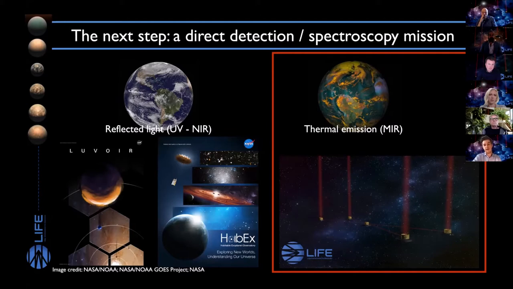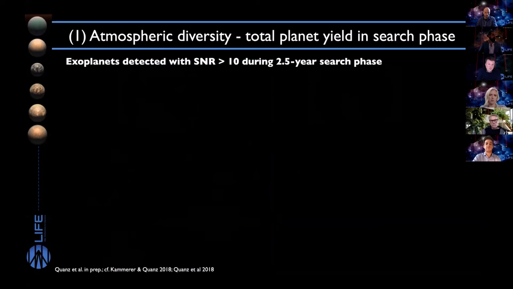So the planets it is going to characterize also need to be found first. In this regard, we're similar to the concept studies for LUVOIR and HabEx, where this was also one of the assumptions. So let me go now through these three different themes: the diversity aspect, the habitability aspect, and the search for biosignatures. For the diversity, it's very important to understand what sort of planets, how many planets, and what kind of planets LIFE could actually detect.